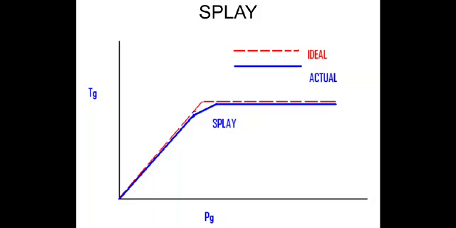Why is this deviation seen? All the nephrons do not have the same capacity of reabsorption as the ideal nephron, and all the nephrons are not actively reabsorbing to their maximum at any given point of time. This is the cause of splay.